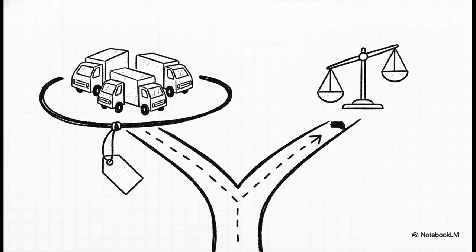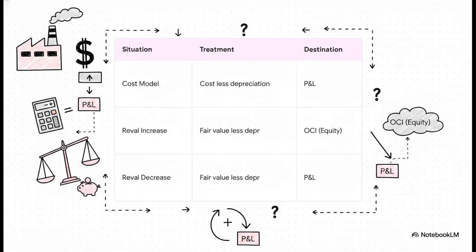Whatever model you choose, you have to apply it to an entire class of assets, so all your land or all your motor vehicles. This prevents a messy, misleading Frankenstein mixture of historical costs and current values. When you're mapping out this subsequent measurement, you really need to track the exact destinations of your numbers. It's like a logic puzzle.